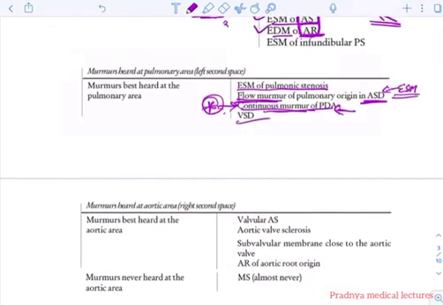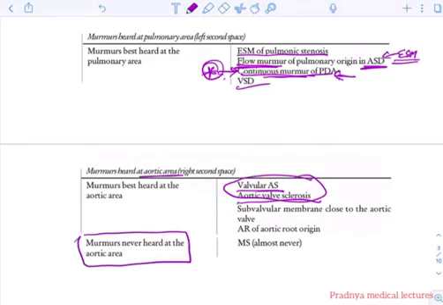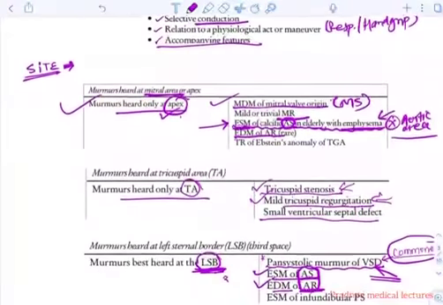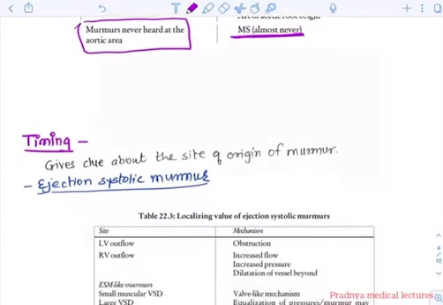Next is the ventricular septal defect murmur, and then the aortic area. Now the murmurs which are heard best at the aortic area will simply be because of the aortic valve. So if there is aortic stenosis or aortic valve sclerosis, then we will hear the murmur best. One different point about the aortic area is a murmur never heard at the aortic area, and it is mitral stenosis. Mitral stenosis murmur will never be heard at the aortic area. So these are some of the points that we should remember, which murmur is heard best in which area.